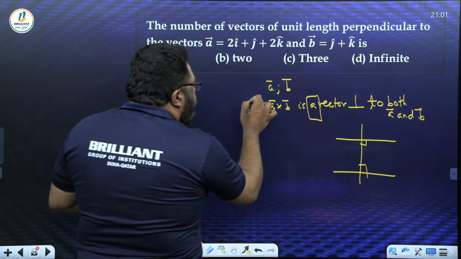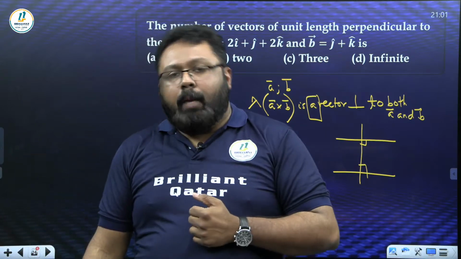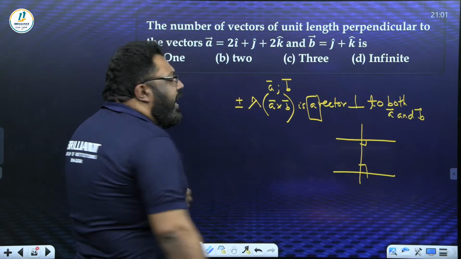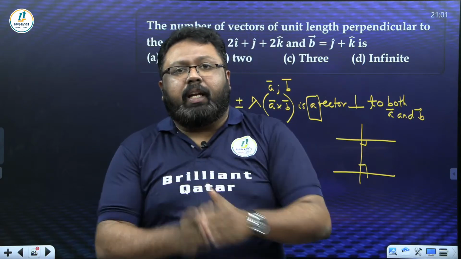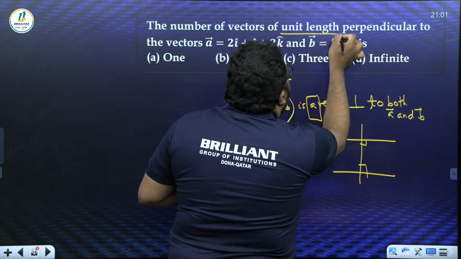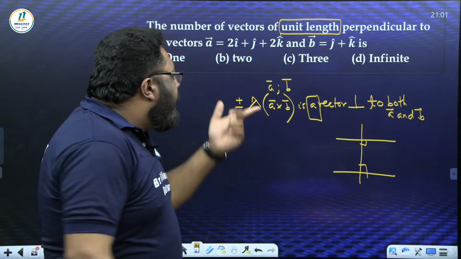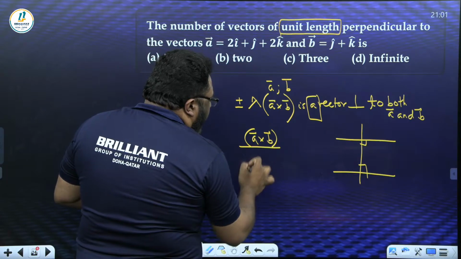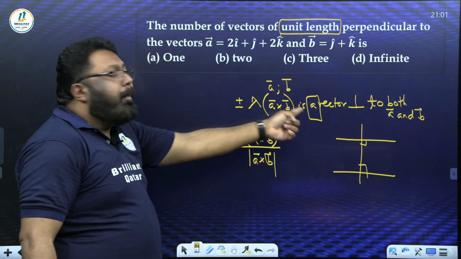I could find n number of vectors perpendicular to both A and B. But these n number of vectors could be in the positive direction or the negative direction. It could be going up, it could be going down, both positive, negative. So if I consider in this context, how many vectors of unit length? Unit length means magnitude 1. If I make magnitude 1, it's definitely going to be A cross B by magnitude of A cross B. This is the unit vector which is perpendicular to both A and B.